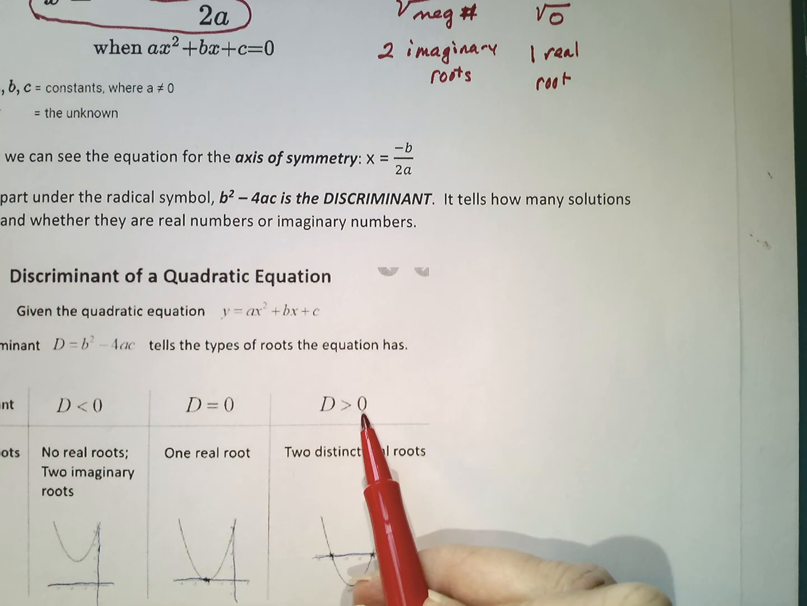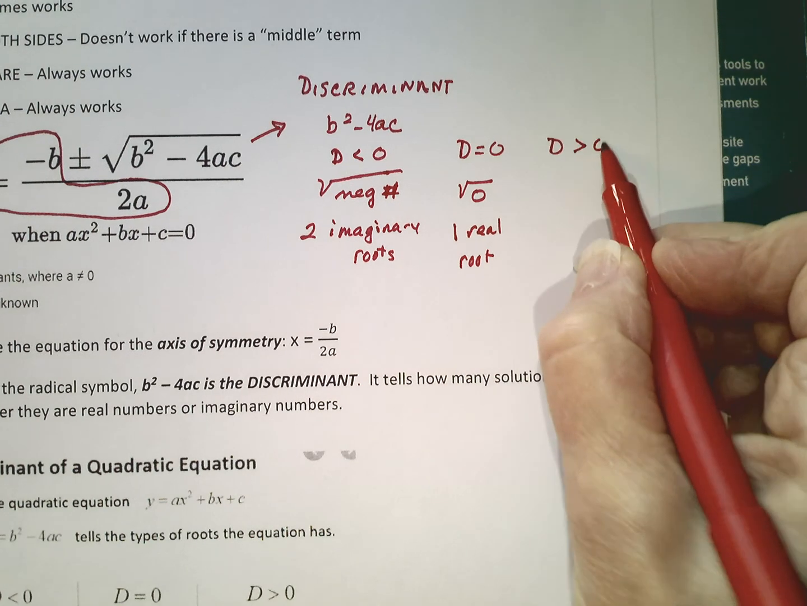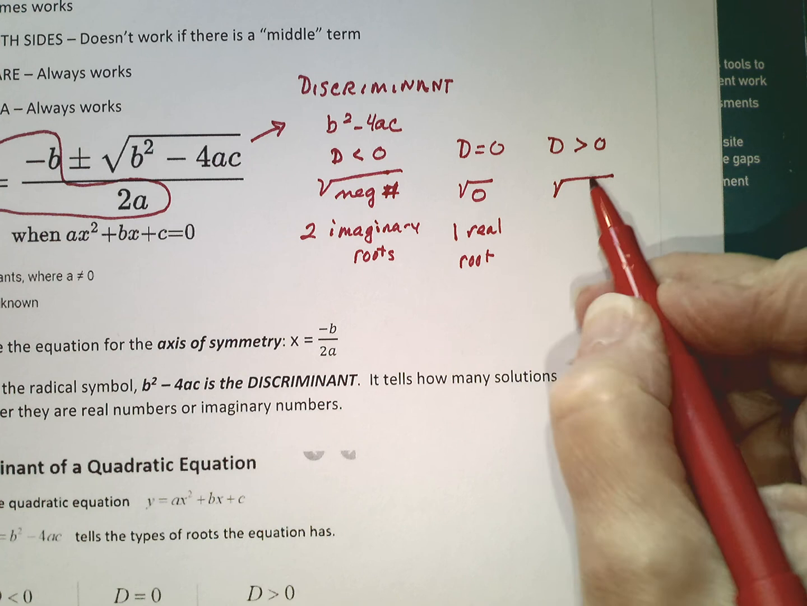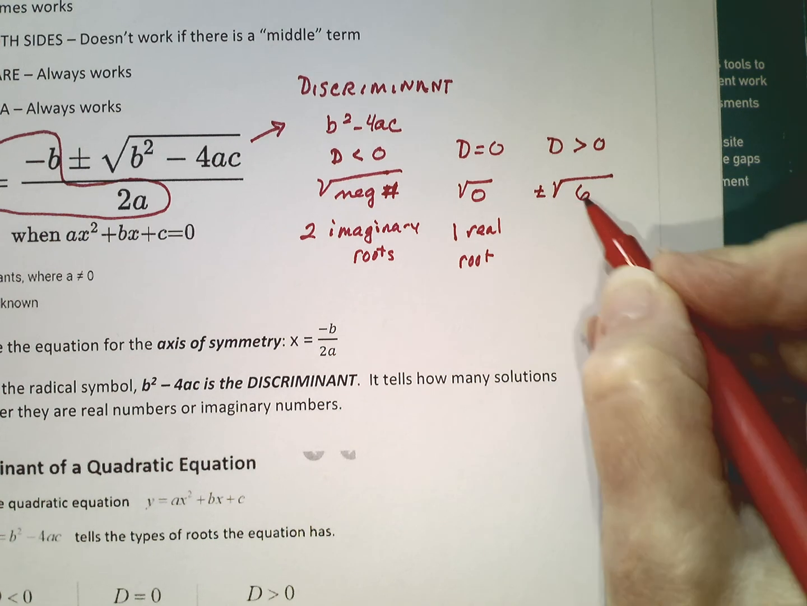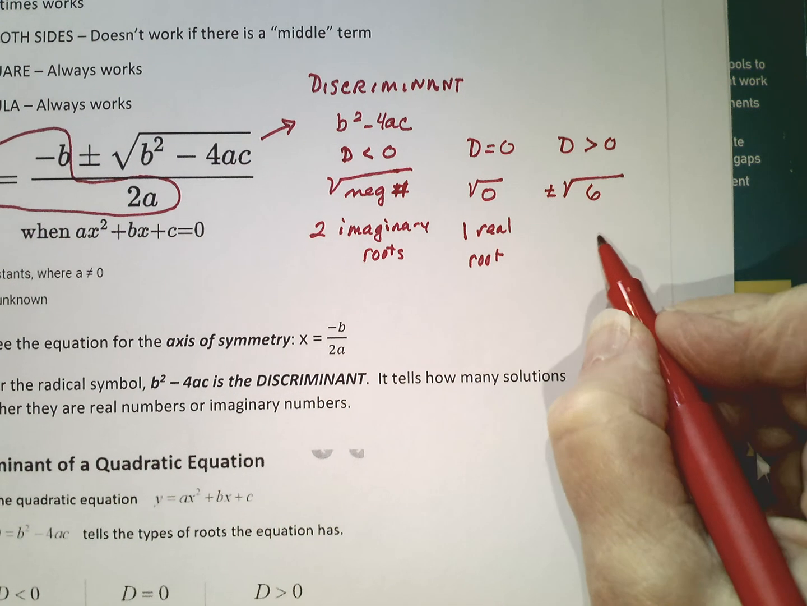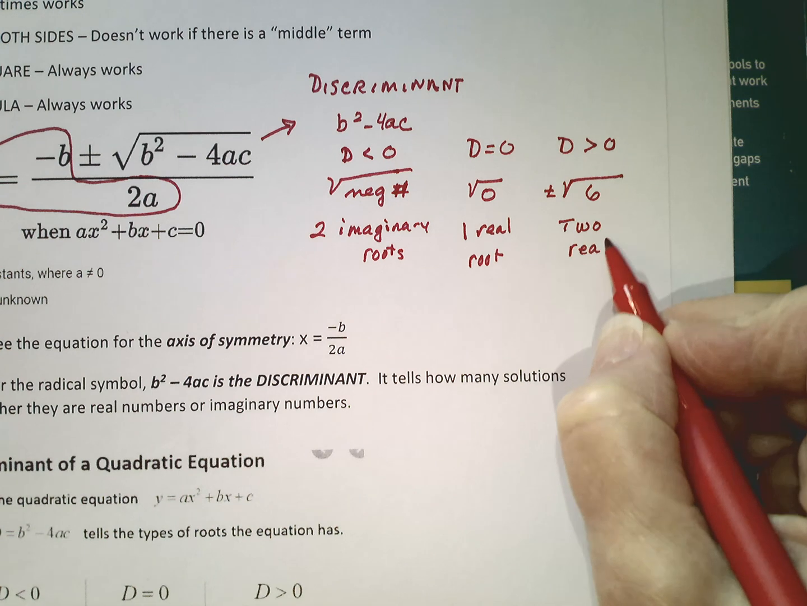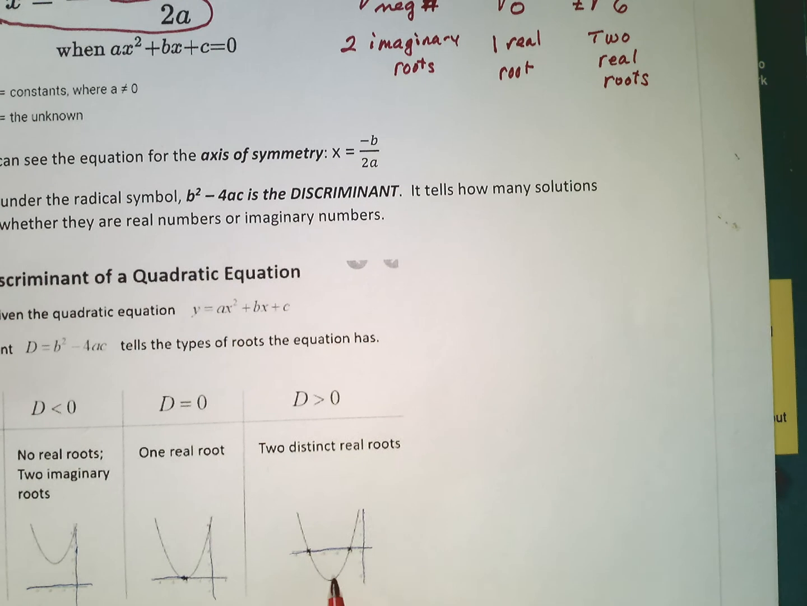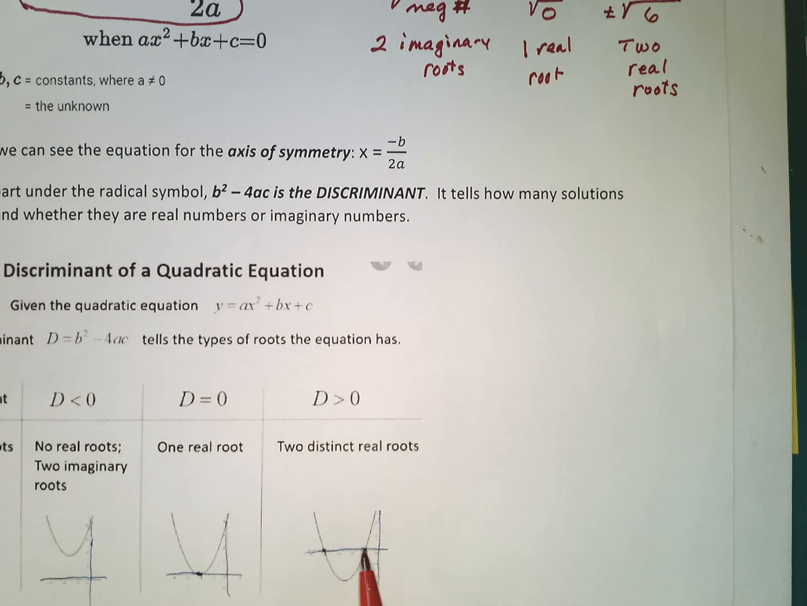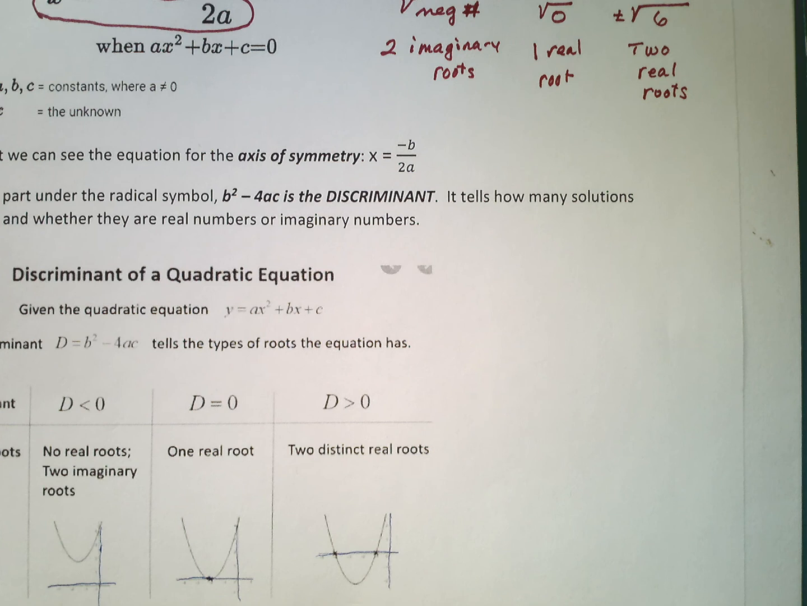Finally, if the discriminant comes out to be a positive number, then we're going to be taking the square root of, say, something like 6, and we are going to have 2 real roots. So the graph is going to cross the x-axis 2 different times. So, enough background babble. It's time that we stopped and started some problems.